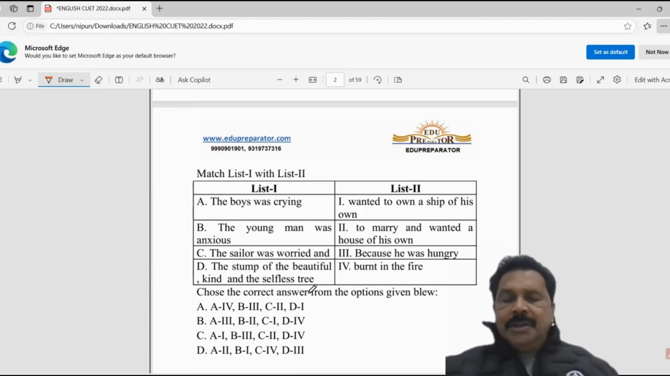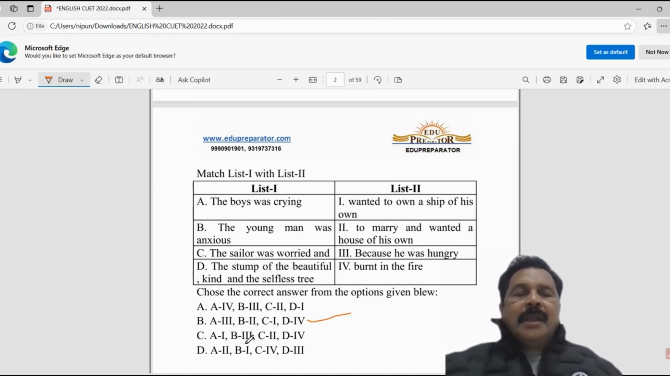And the answer, we will have part B, that is A3, B2, C1, and D4.